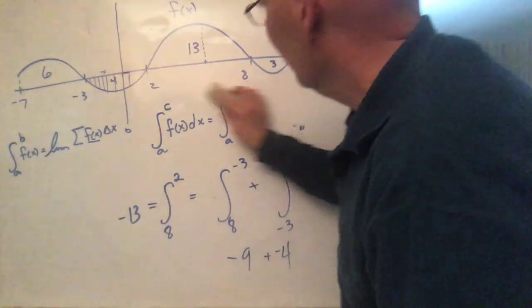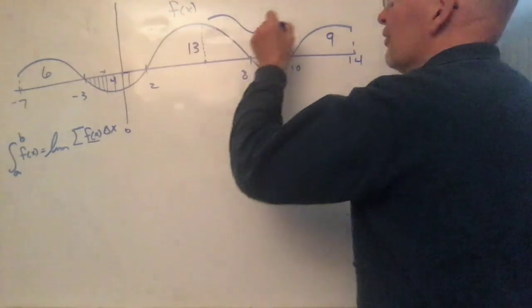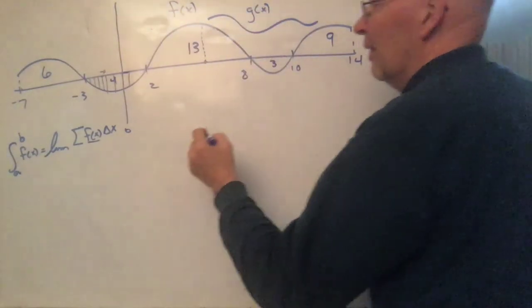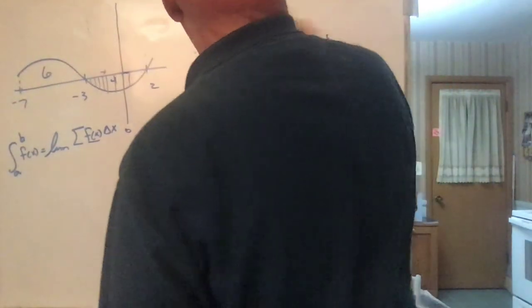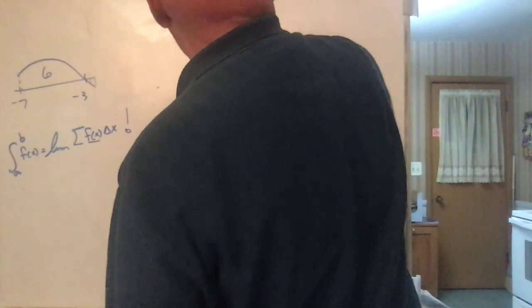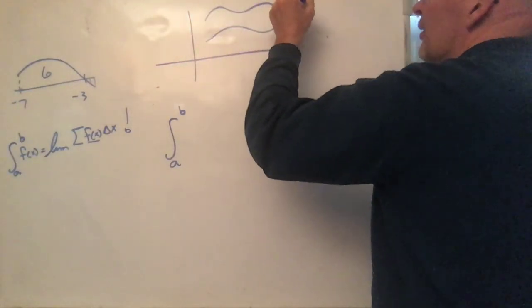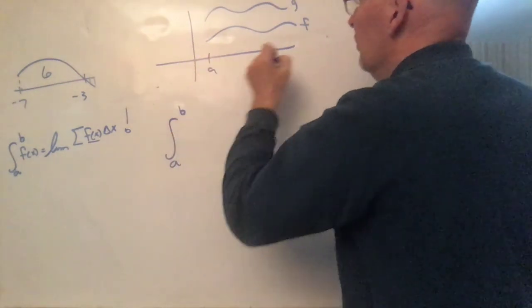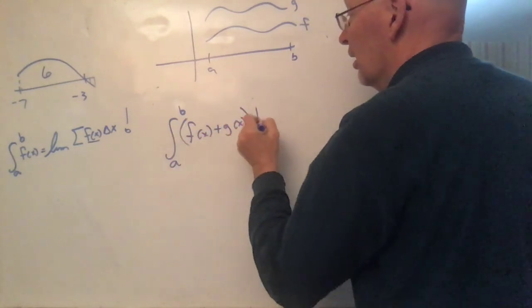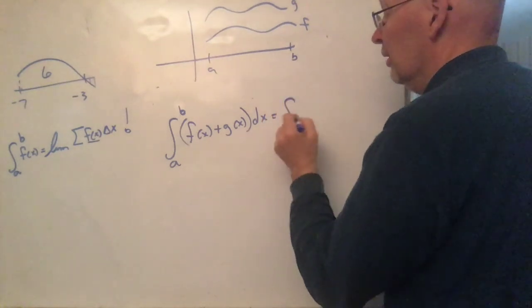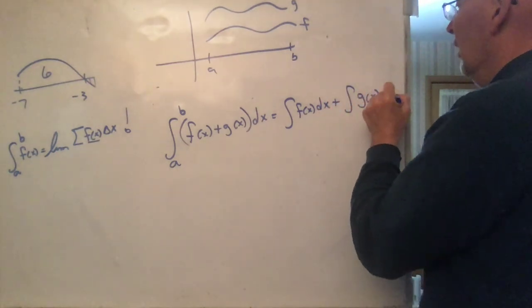So that's important. The other thing I'll just mention to you is that if you have two functions, so say this is f, and here's the function g right here, then the area from a to b, let me change the picture now. Here's f. Say there's g. The integral from a to b of f of x plus g of x is going to be equal to the value of the integral of f of x plus the value of the integral of g of x. Do you see why?